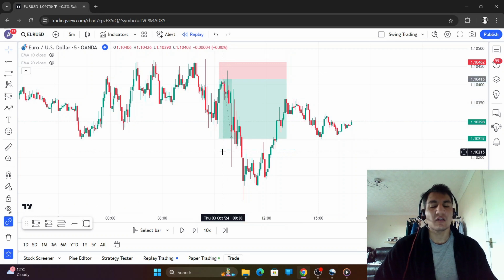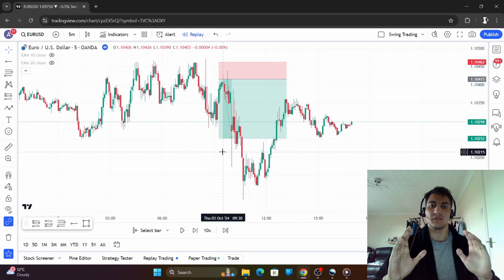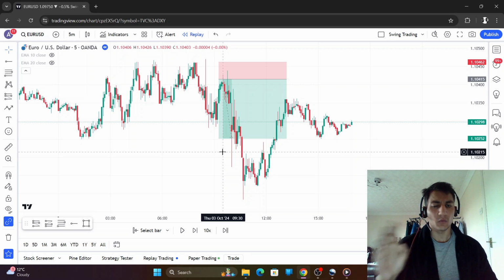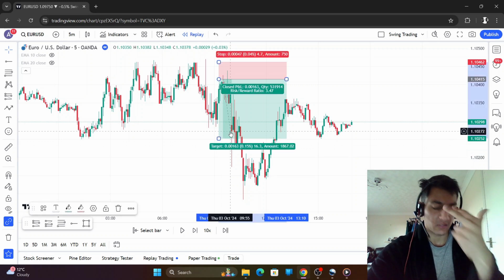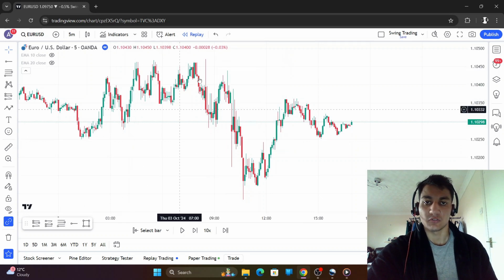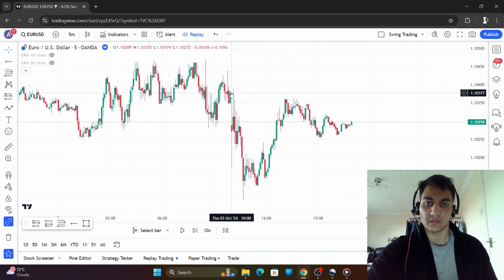So that's how you use high probability daily bias. Like, it's really that simple. All the work's done on the higher time frames, and then when you get on the lower time frame, you're just looking under the lens of I'm only looking for shorts.